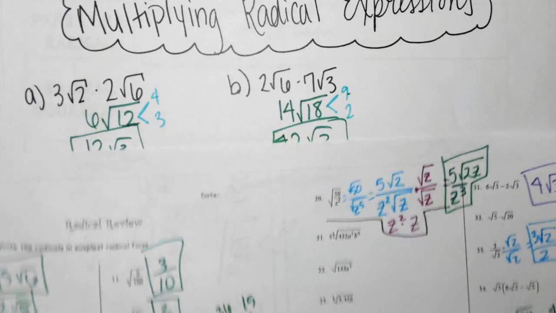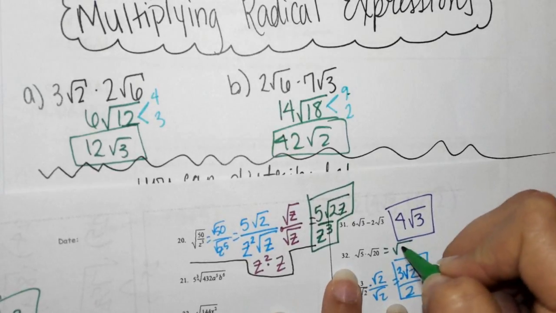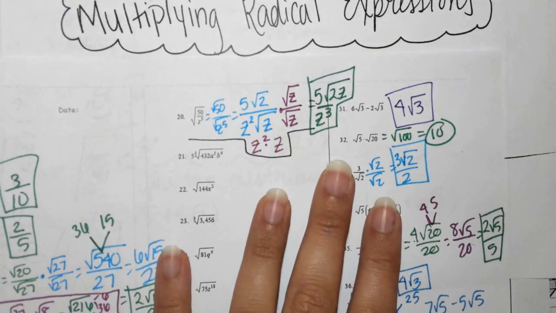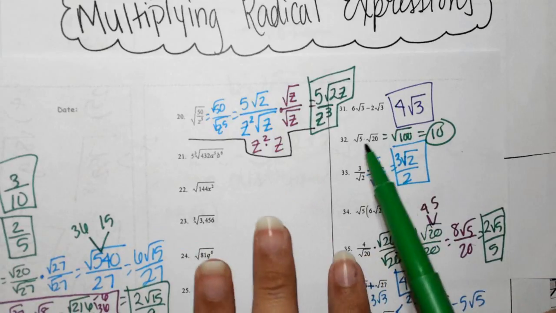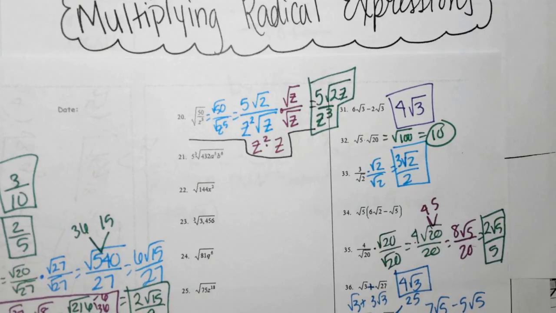Are we done with 32? Did y'all get 10? Yay! Because the square root of 5 times the square root of 20 is the square root of 100, and the square root of 100 is 10.